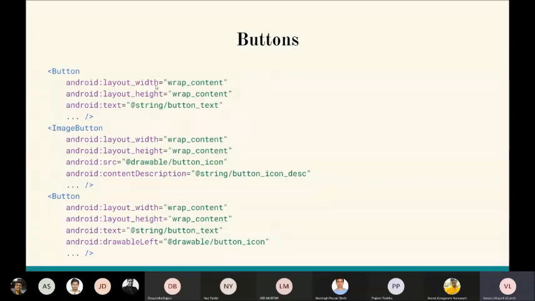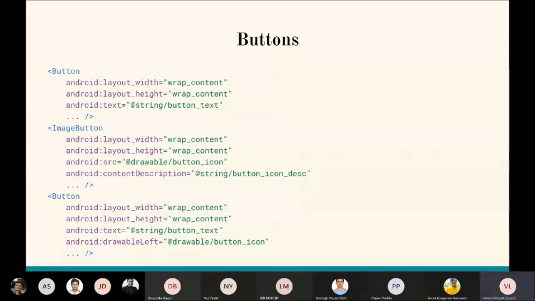This is the first button. You all know how to create it because you already understood what is wrap content, what is match parent, and what is layout width, height. So I have just created a small button with some random text like button text.